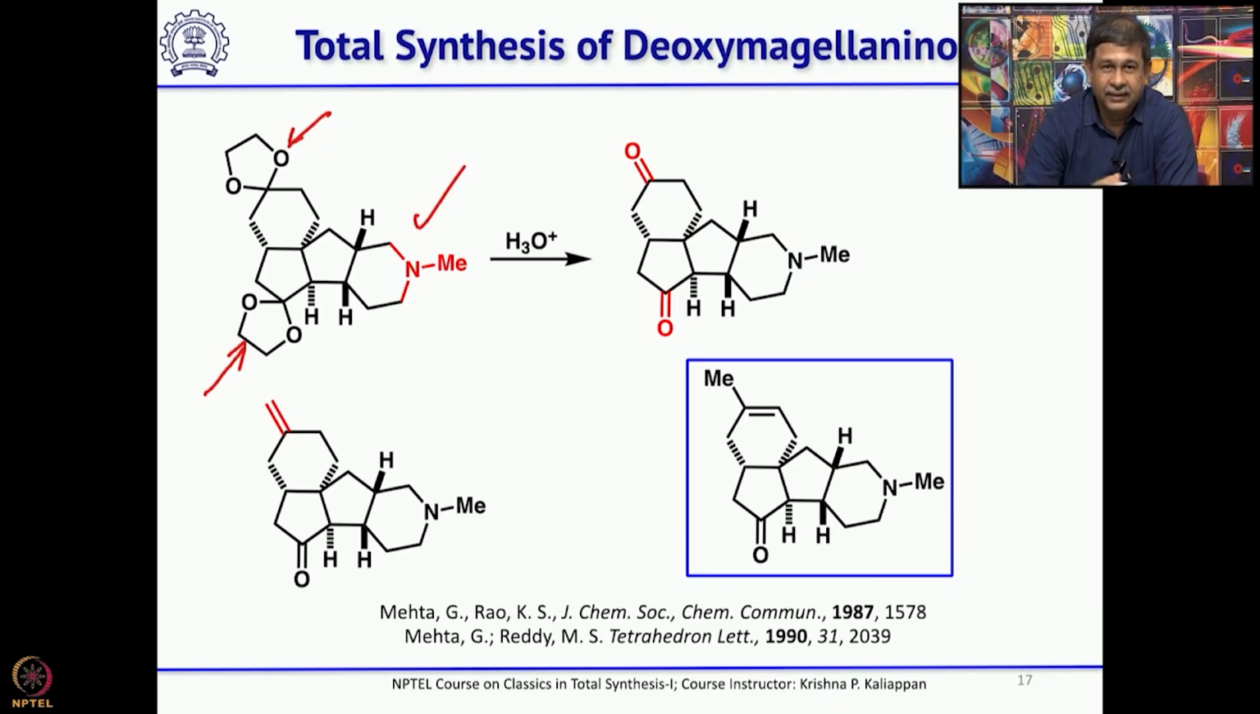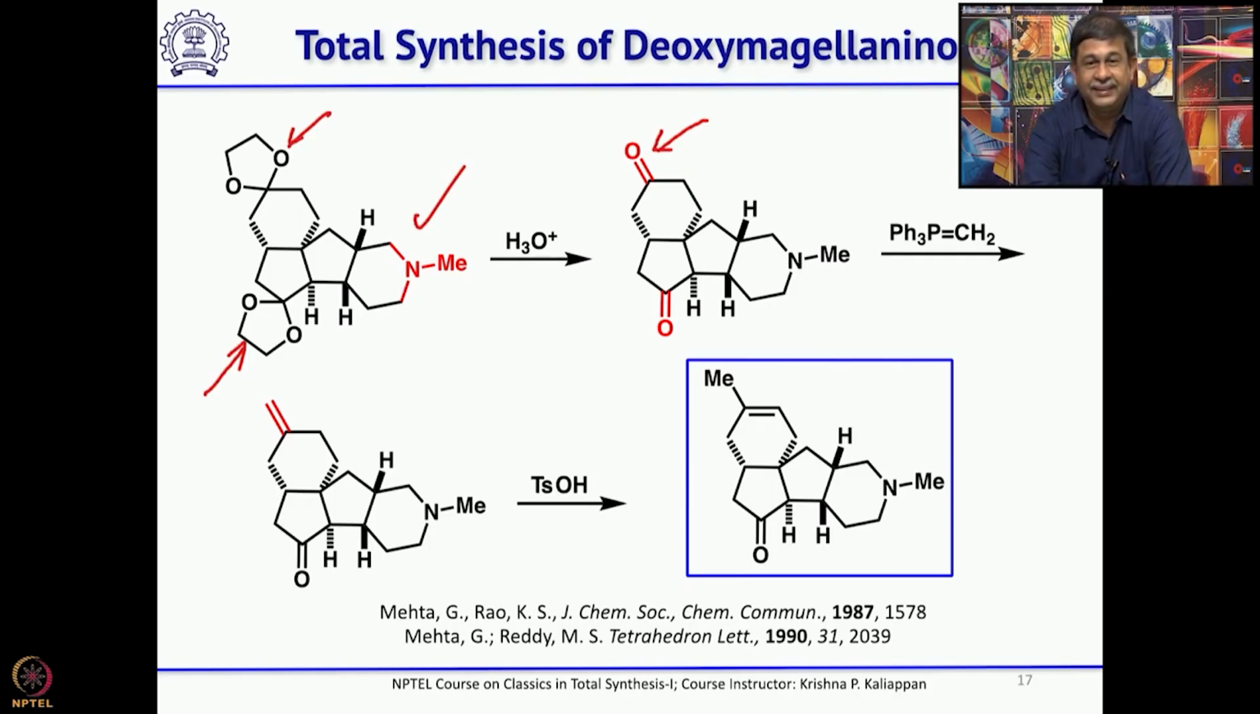Then selectively you have to do Wittig reaction on the 6-membered ring in the presence of 5-membered ring. Yes, you can do that, and basically the exocyclic double bond has to be isomerized, and that was done by treating with para-toluene sulfonic acid.